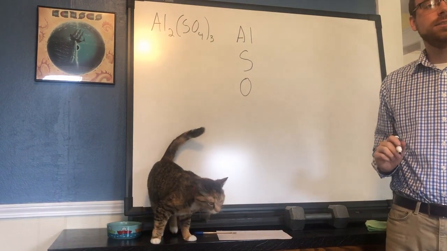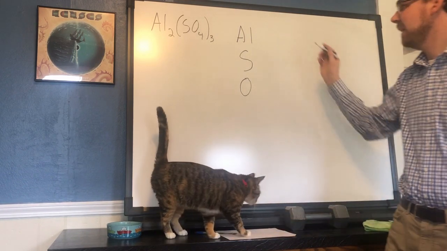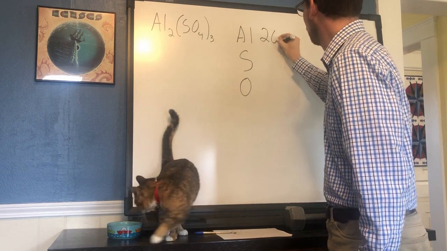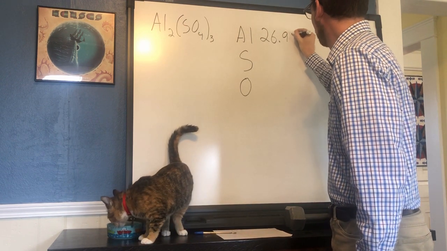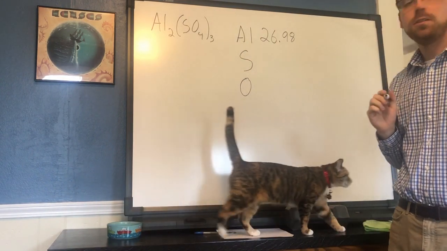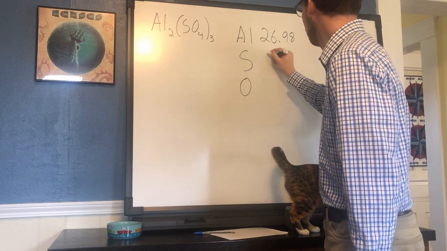The molar mass of aluminum is 26.98 grams per mole. The molar mass of sulfur is 32.06 and the molar mass of oxygen is 16.